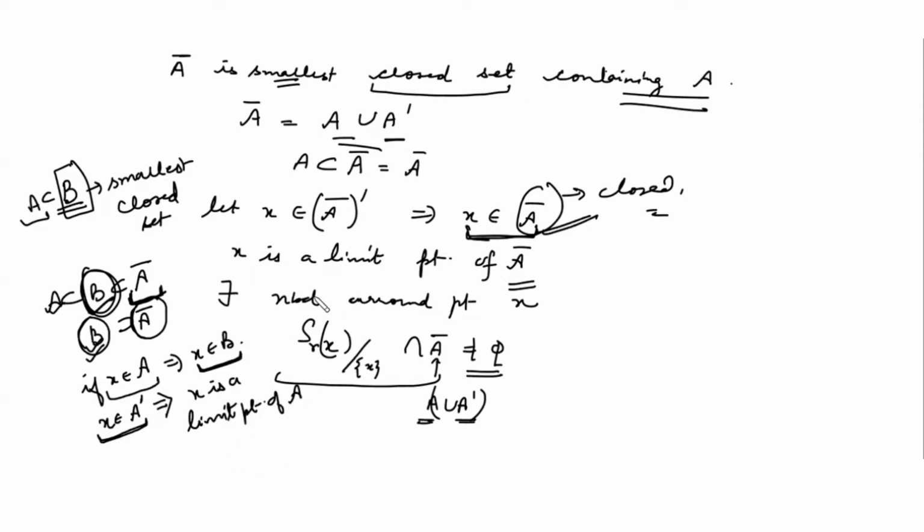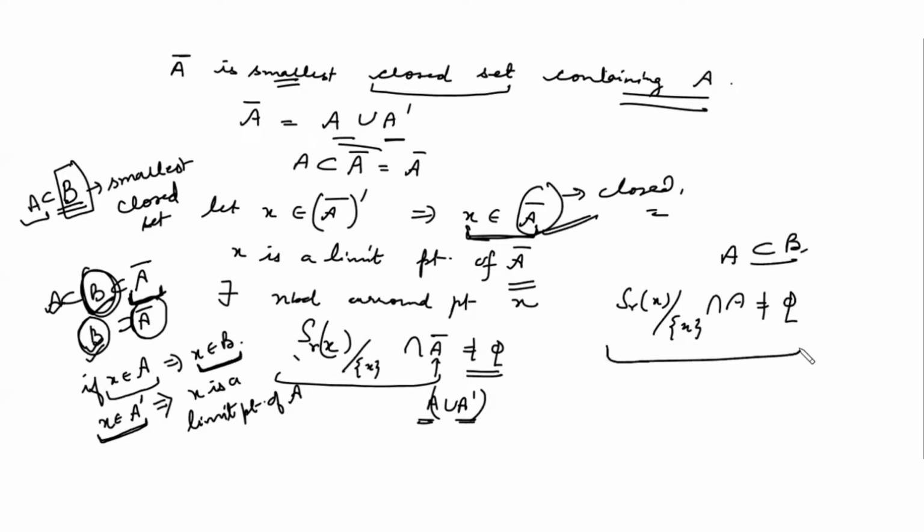Then there exists a neighborhood around the point X whose deleted intersection with A is non-empty. Now since A is a subset of B, if the intersection with A is non-empty, then clearly the intersection with B is also non-empty. So this implies X is a limit point of B. So whenever X is a limit point of A, it is also a limit point of B. And given that B is a closed set, B should contain all of its limit points. So X is also a member of B, since B is closed.